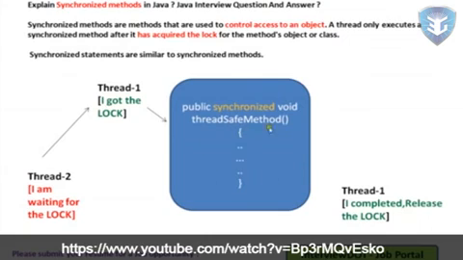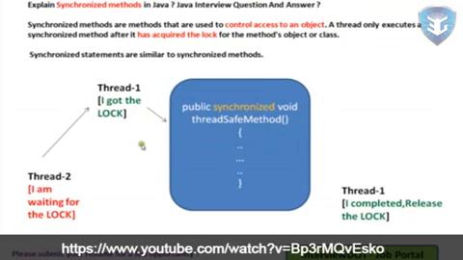For example, this method has 10 lines of code. We want to execute these 10 lines of code atomically. That means as a single transaction. So if the first thread enters, it should complete the 10 lines of code, then it should release the lock. And until thread 1 is complete, no other thread will be allowed to enter and execute any line of this code.